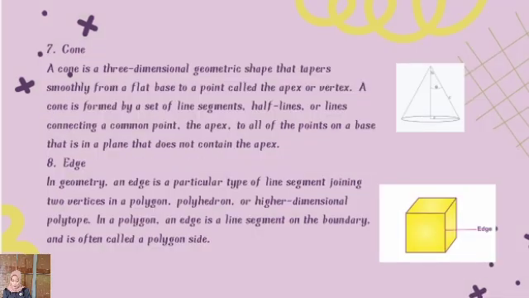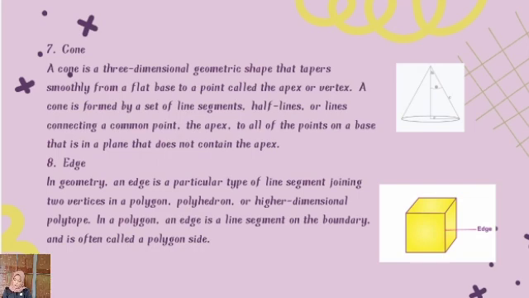Number 7 is cone. A cone is a three-dimensional geometric shape that tapers smoothly from a flat base to a point called the apex or vertex. A cone is formed by a set of line segments, half lines, or lines connecting a common point, the apex, to all of the points on a base that is in a plane that does not contain the apex.